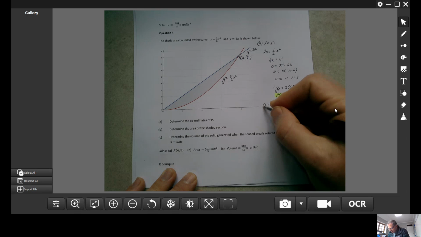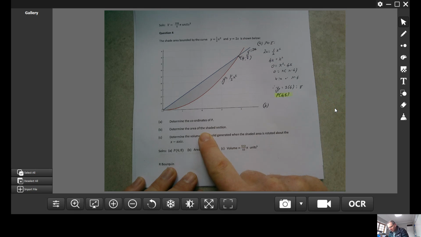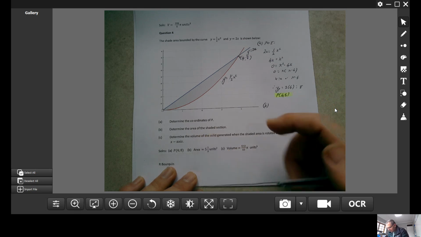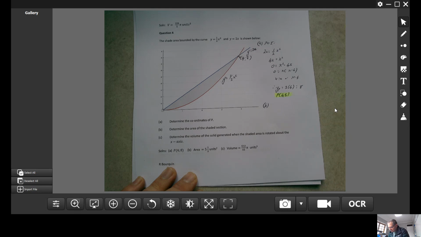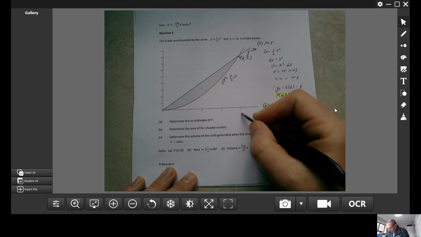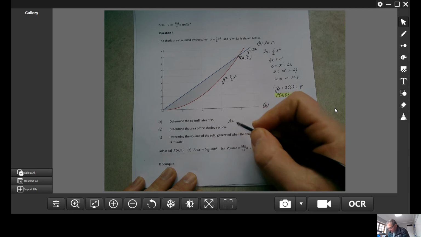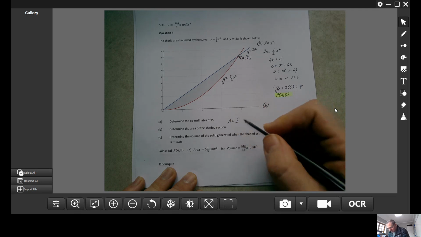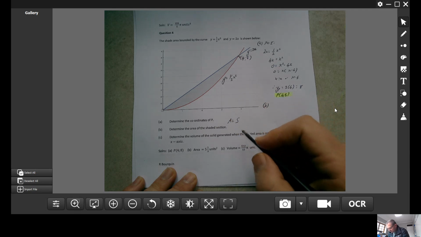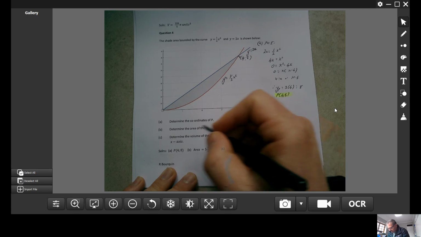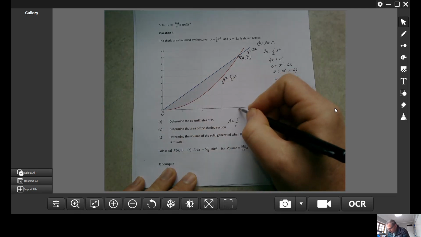B, determine the area, not volume, the area of the shaded section. You could do them as separate curves. You could say, and you can check that you're going to get the same answer, that the area is equal to, area now, so it's not squared, the integral between A and B, and we're working between 0 and 4.